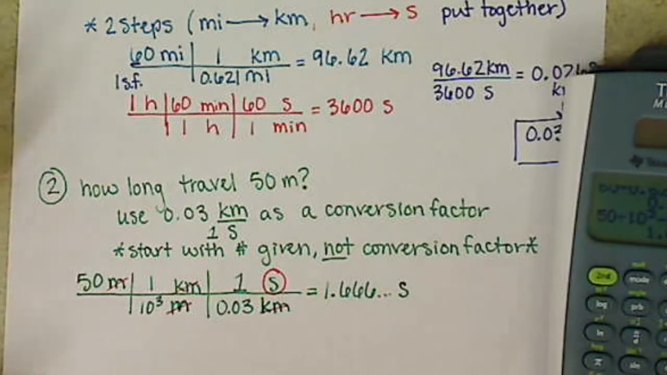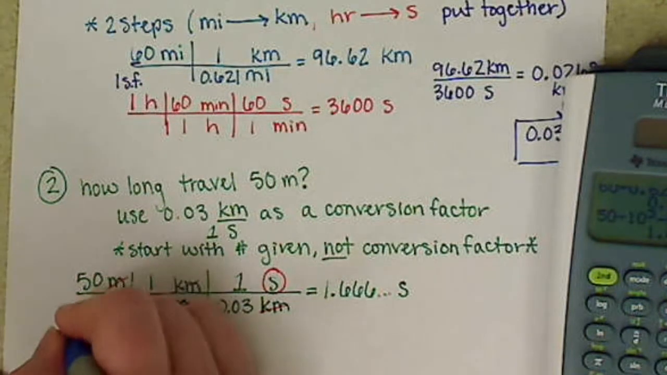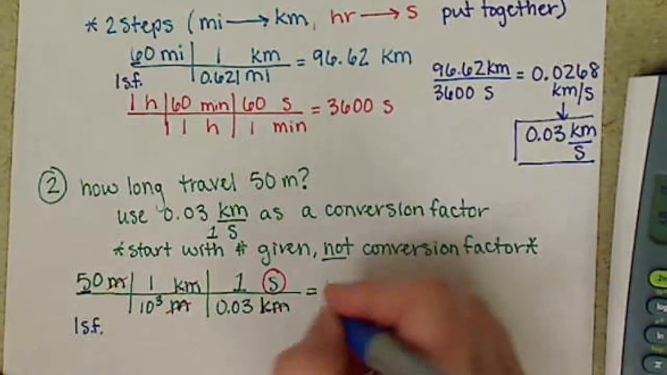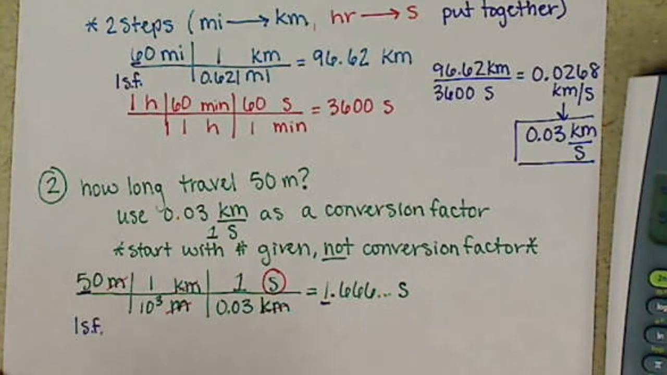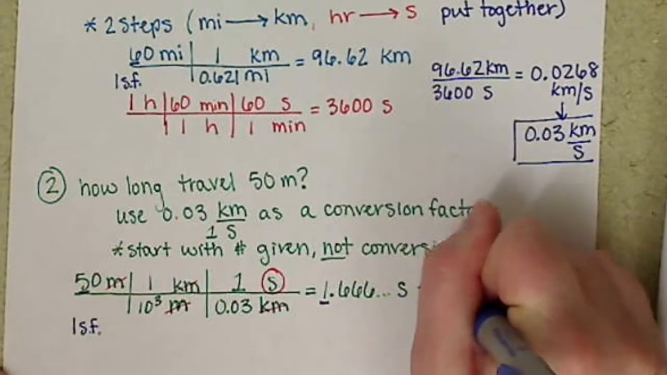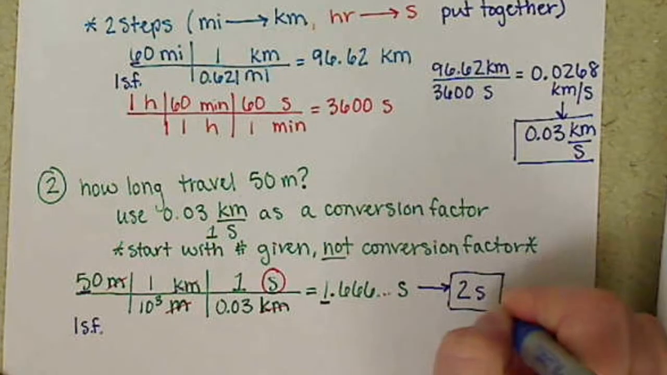How many sig figs do we need in our answer? To do that, we look to the number that we start with. This has 1 significant figure. There's no decimal after the 0, so the 0 is not significant, just the 5 is. So we want 1 sig fig, which means that our answer scientifically is going to be 2 seconds.